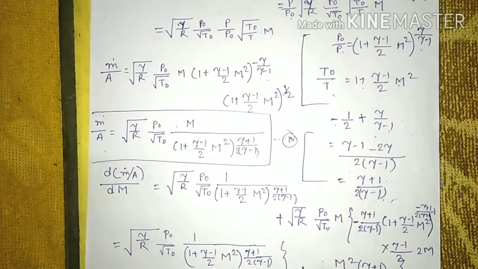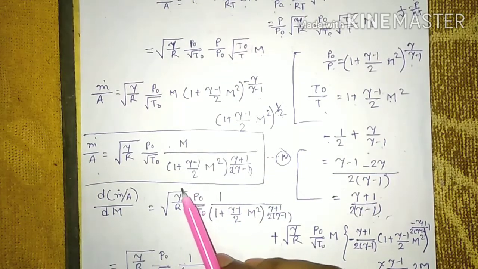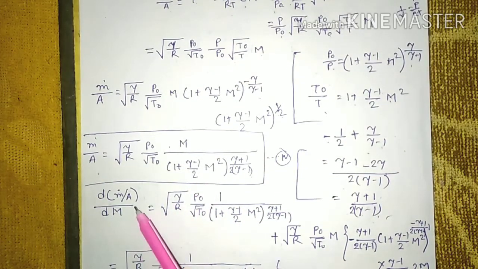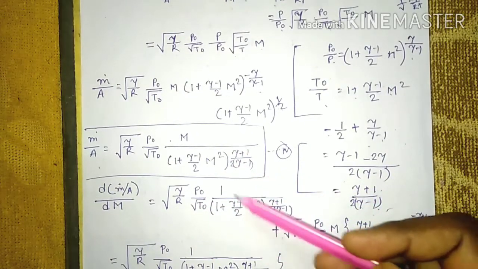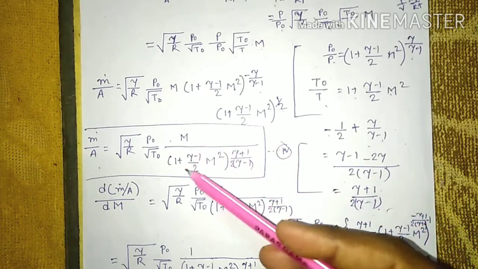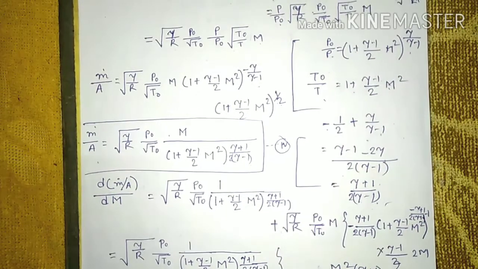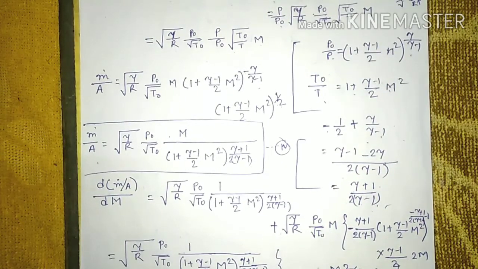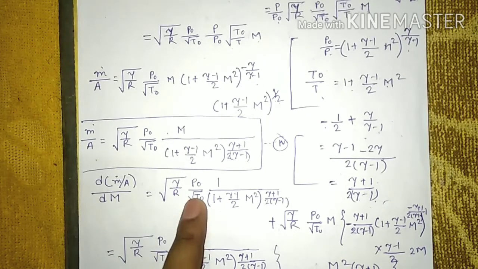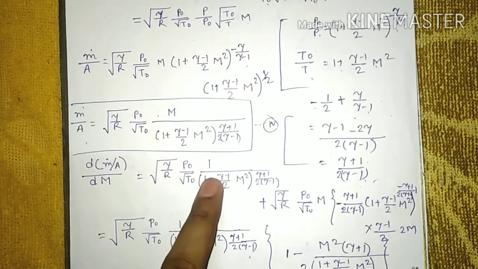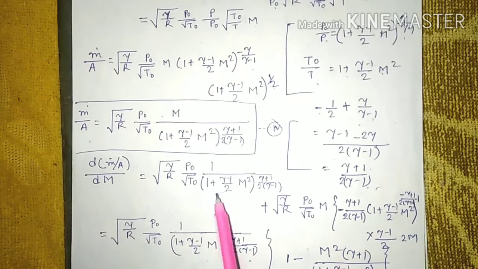Now, to get the maximum mass flow rate, we have to differentiate with respect to M, the Mach number. If you differentiate this equation with respect to M, after differentiation the equation becomes square root of gamma by R into P0 into square root of T0, and dM by dM will be 1 here, so that equation becomes the same.